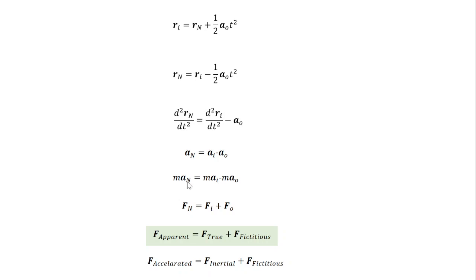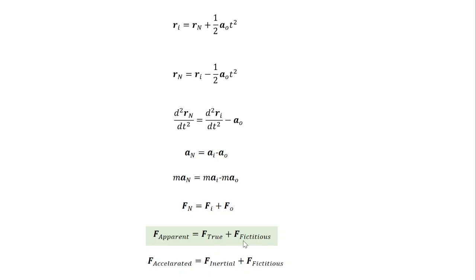So when I multiply An with m, I get force Fn. This is equal to Fi plus (minus m a naught), the fictitious force F naught. So Fn equals Fi plus F naught. Fn is the force I am going to measure in the non-inertial frame, or the apparent force. Fi is the true force and F naught is the fictitious force. So I can write F apparent equals F true plus F fictitious.